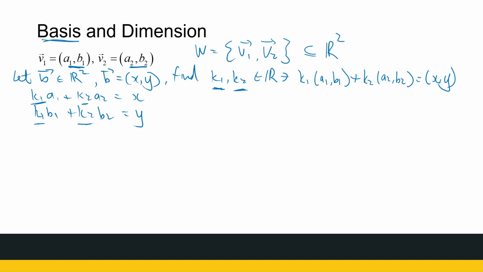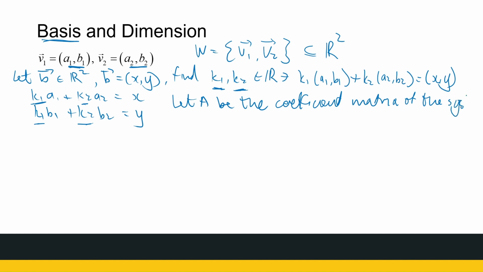Well, we saw when we looked at span that we need to look at the coefficient matrix. We can, because the coefficient matrix is a square matrix. So let A be the coefficient matrix of this system. What would A look like? I want to look at the determinant of A because that's going to tell me something about the solution set. So the determinant of A is the determinant of the matrix A1, A2, B1, B2, whatever those numbers are.